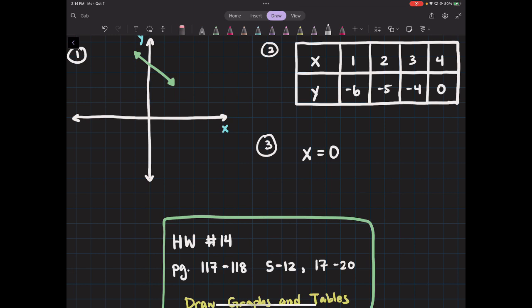Double check that one. It's linear because it's just a line in the graph. Yep.